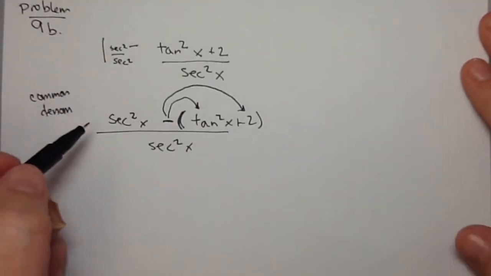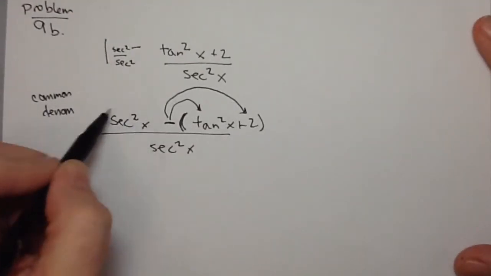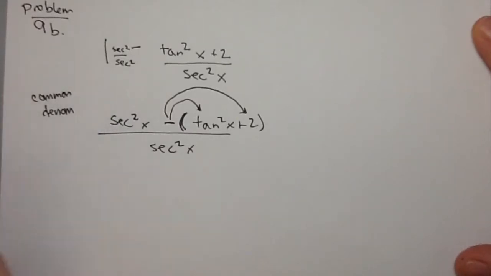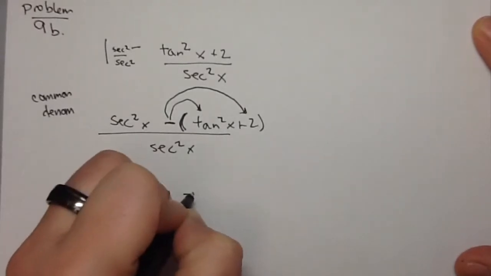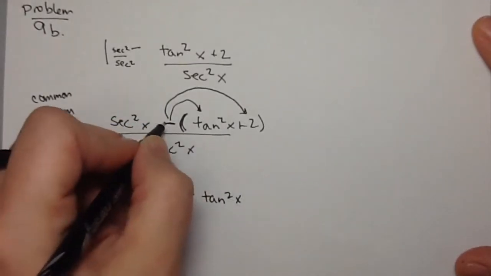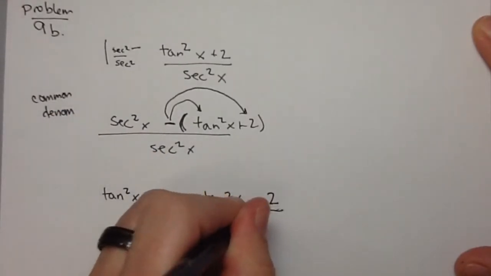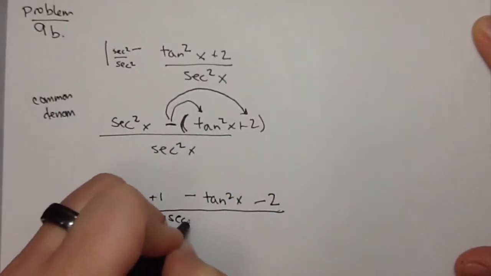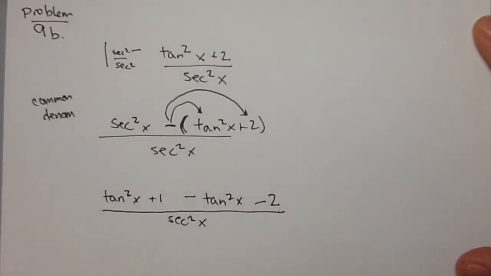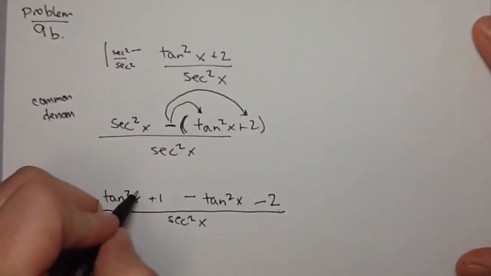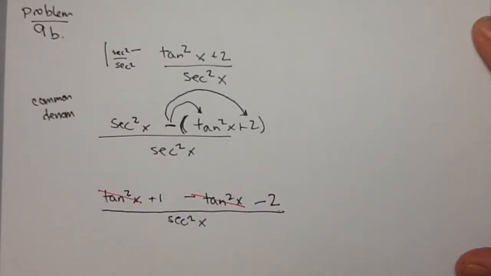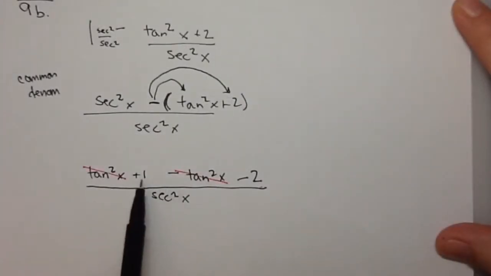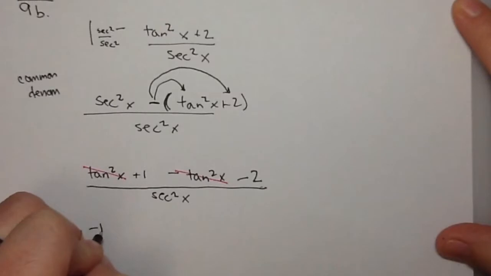And we're going to use the same identity that we did on problem 9a. This secant squared we can expand to be tangent squared plus 1. So we've got tangent squared x plus 1 minus tangent squared x minus 2 all over secant squared x. So this is nice because this positive tangent squared minus tangent squared gives us 0. And so this is 1 minus 2, which is negative 1 over secant squared x.